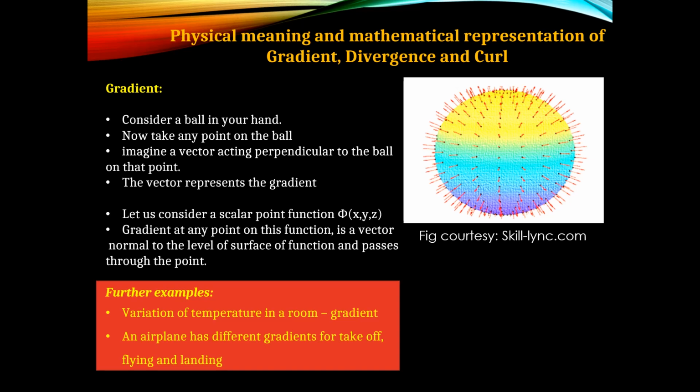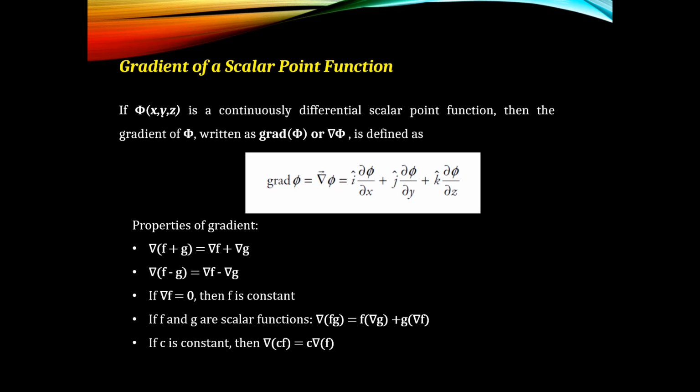Now let's see how to do this mathematically. So we consider the same function phi of xyz. Then the gradient of phi is given by del phi. Del is the mathematical operator. Del phi will be unit vector i dou phi by dou x plus unit vector j dou phi by dou y plus unit vector k dou phi by dou z.